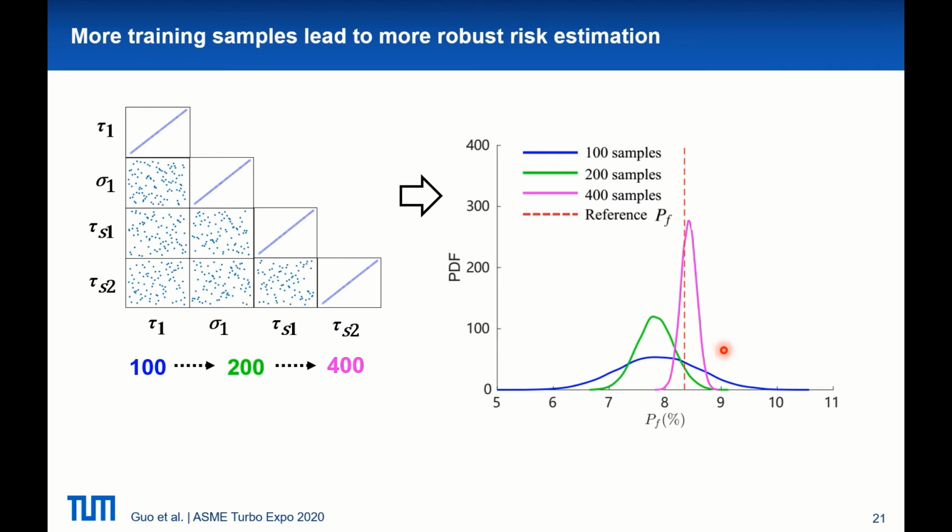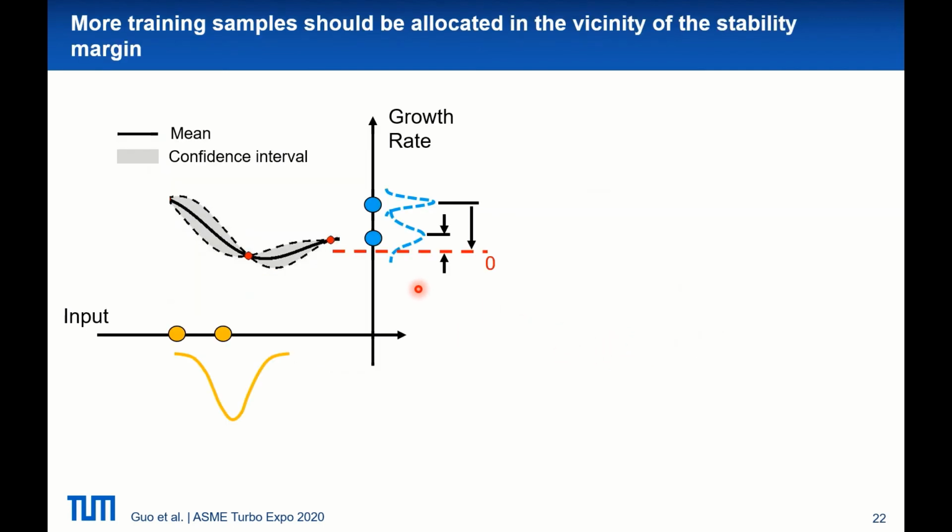This is obviously too much computational effort in practice. So, is it possible to reproduce this PDF with a much lower sample number? In fact, we have already revealed the secret earlier. The key is there's no need to make the GP prediction very accurate for outputs like this, since they are very unlikely to affect the risk calculation. Instead, we should focus on those samples that are very close to the stability margin.